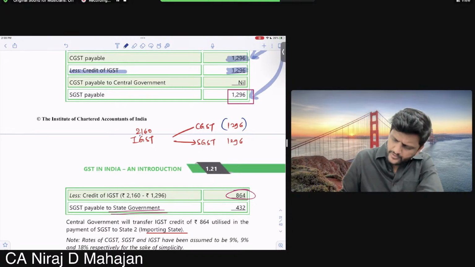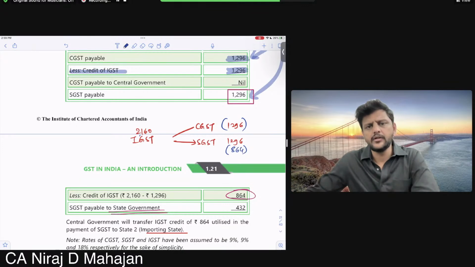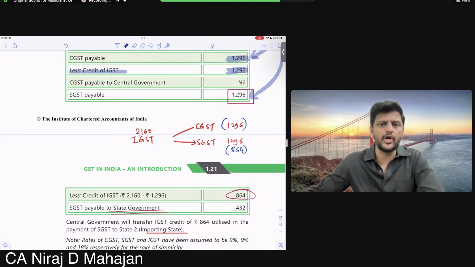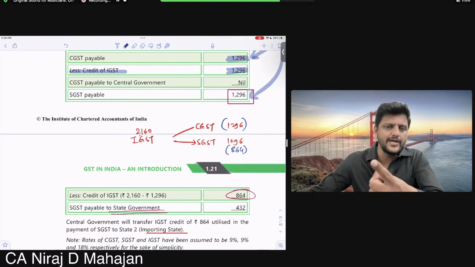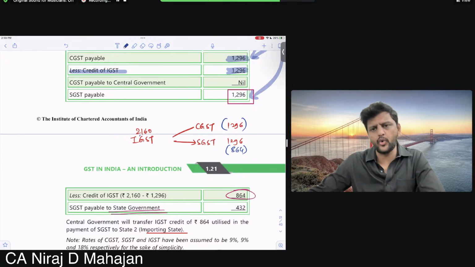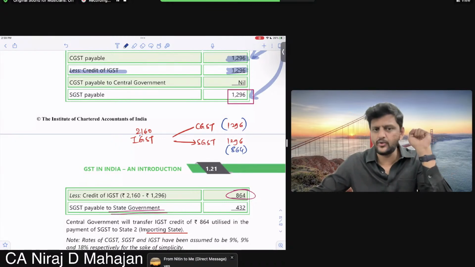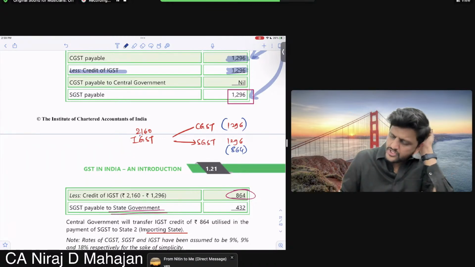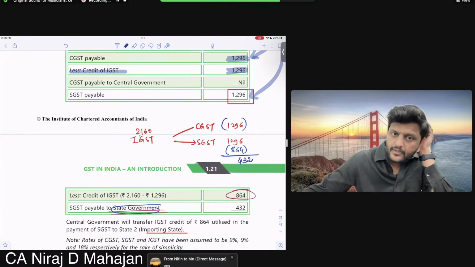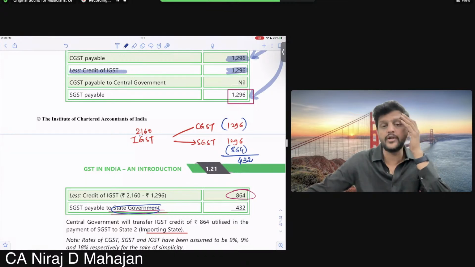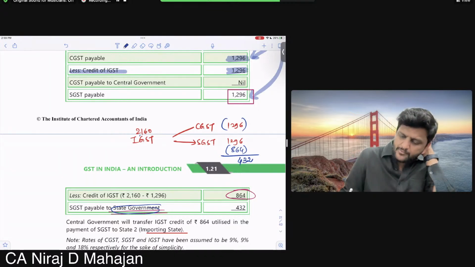864, right? From here, children, 864 we reduced. Correct? Did I reduce my SGST output or no? Yes, I reduced. So I reduced the state's share also, right? And because of that, to the state only 432 is getting paid instead of 1296. Why? Because I am reducing 864.